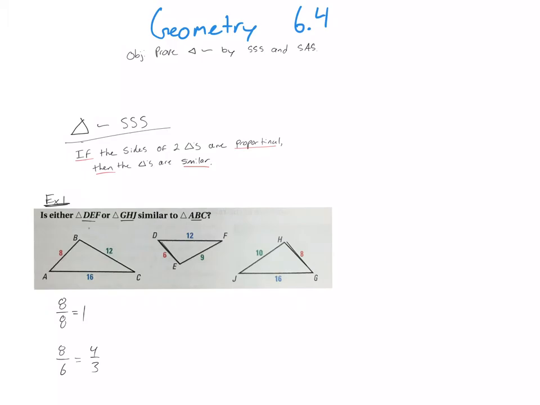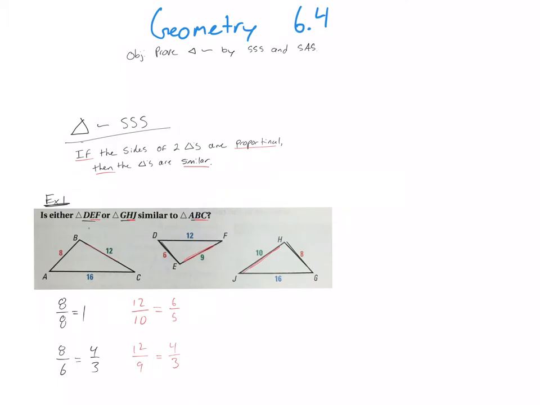So now let's check the next one here. Let's go with BC. This side over here, that's going to be 12. BC corresponds to HJ over 10. And over to EF, it's going to be 12 over 9. Well, 12 over 10, this one equals to 6/5. This one equals, both divided by 3, giving me 4/3.